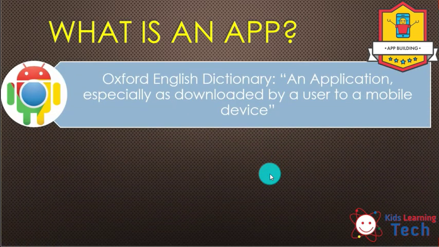So, getting started, according to the Oxford English Dictionary, an app is an application, especially as downloaded by a user to a mobile device. Now, there's a word I want to focus on here, the word mobile. For our friends, let's think if we can say out loud what a mobile device is. I'm going to give you a second here so you can shout it out either to mom and dad or your sister or your dog or just to the universe there in general.